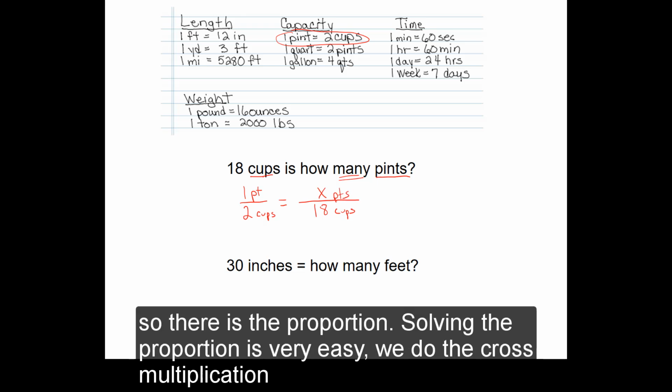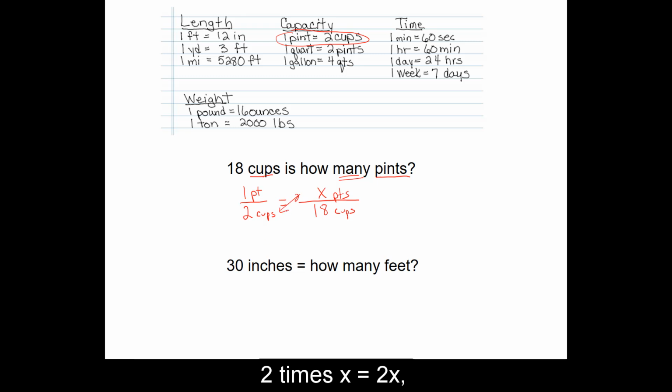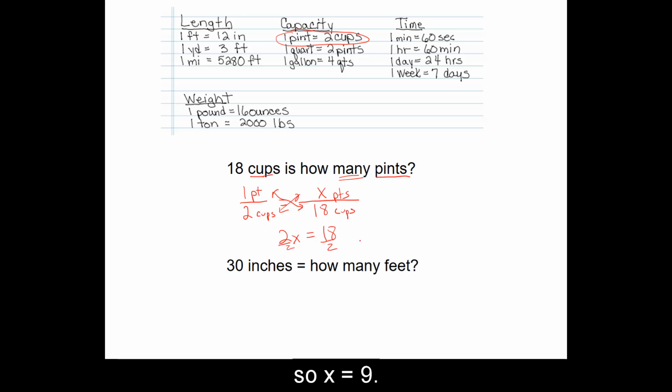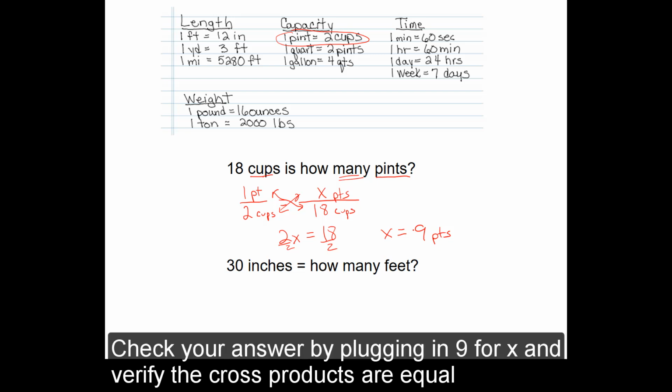And as we've seen, solving a proportion is very easy. We'll do the cross multiplication. As always, 2 cups times x, that's going to be 2x. And then do the cross product in the other direction. 1 times 18 is 18. Divide both sides by 2. And then x would be equal to 9, in this case, pints. You can check your answer by plugging 9 in for x and doing the cross products and verify that they are in fact equal.